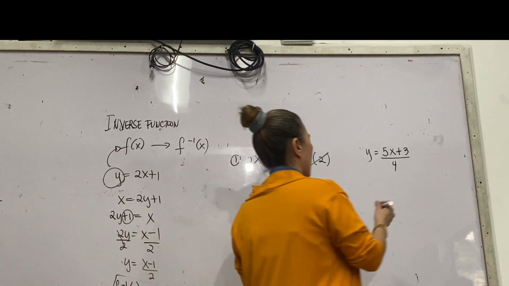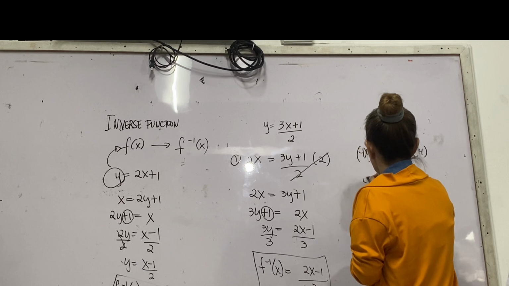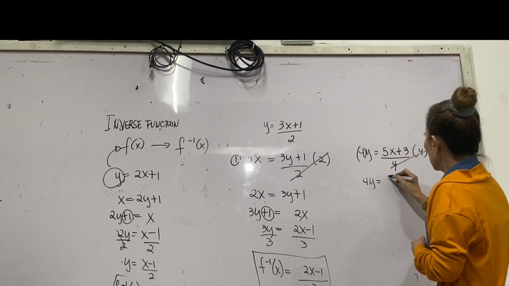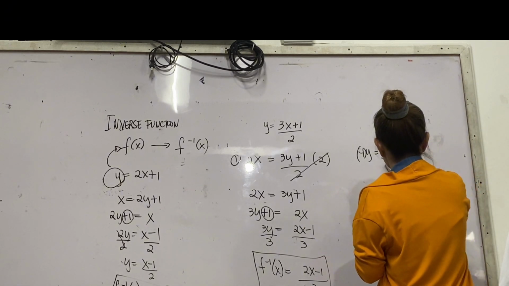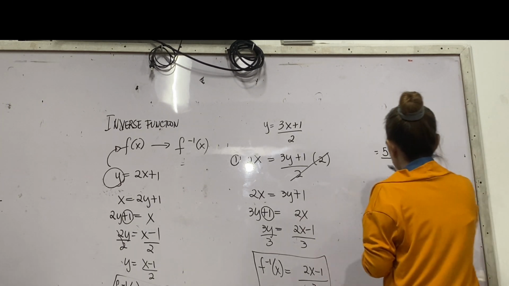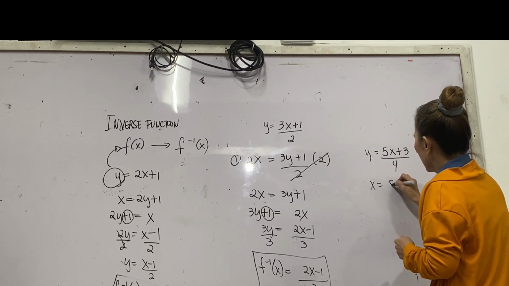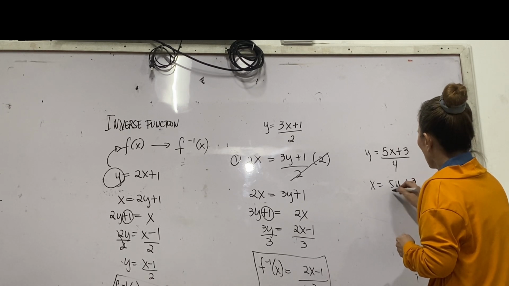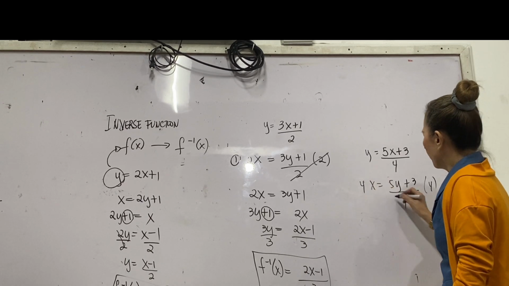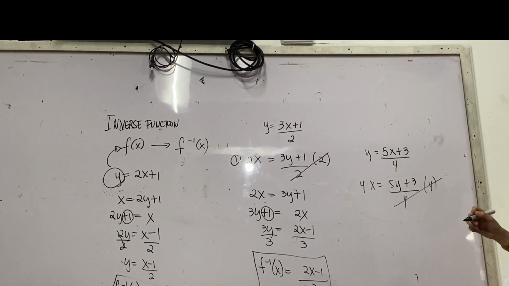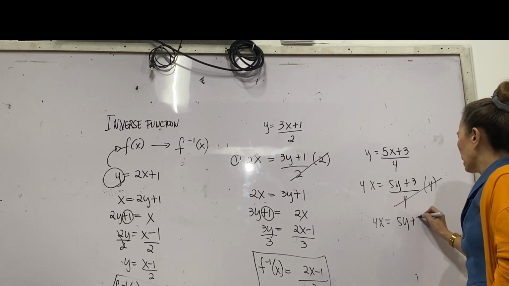Gagawin natin, both sides multiplied by 4. Wait pala, bakit another times of 4? Substitute pala muna natin. Replace. So papalitan daw natin yung y ng x and yung x papalitan natin ng y. Okay, and then both sides multiplied by 4 para matanggal yung over 4 sa ilalim. So we have 4x is equal to 5y plus 3.